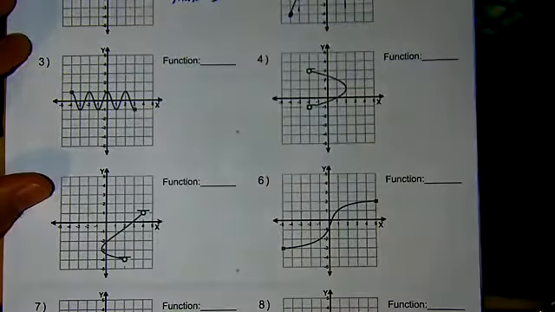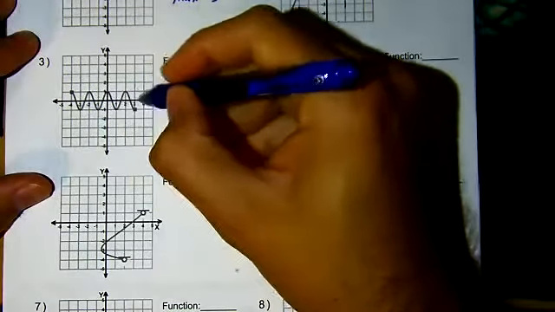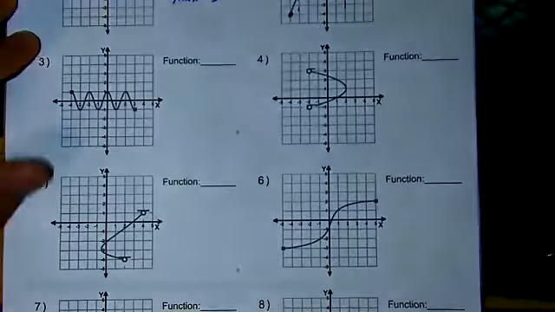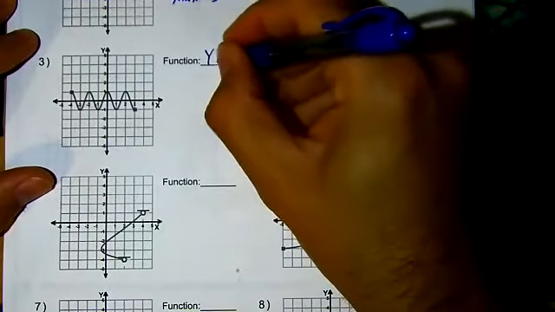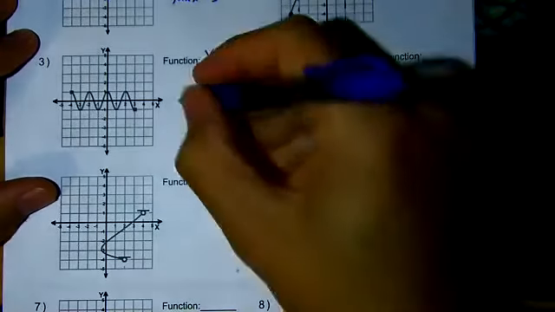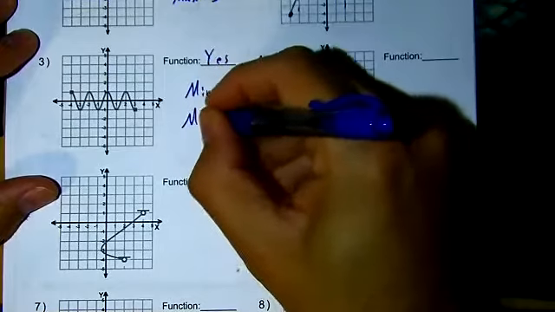We did one just like this in the notes. No matter where you drew your straight line, your vertical line test, you'd only cross one time. So that's going to be a yes. What's the min and max?